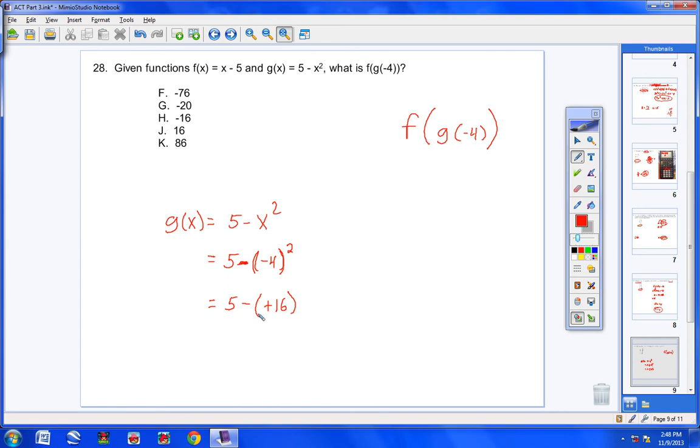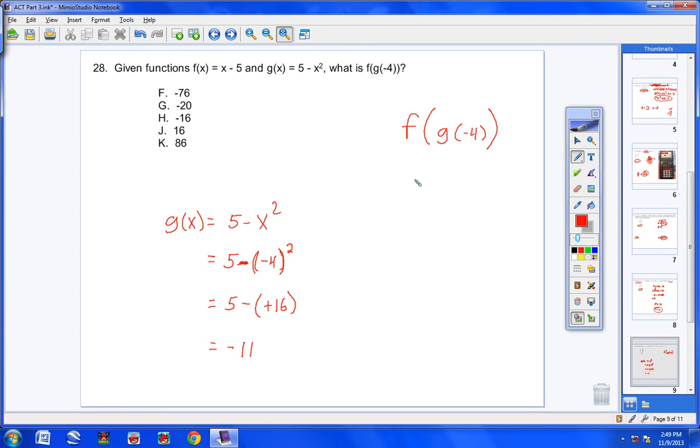Now 5 minus a positive 16, if you struggle with your signs, then use your grapher. Just type it in just like this. 5 minus a positive 16 is 5 minus 16. You will get negative 11. So I have a question for you. Did I evaluate g of negative 4? Yes, I did. I put negative 4 in for x, and I got out negative 11.